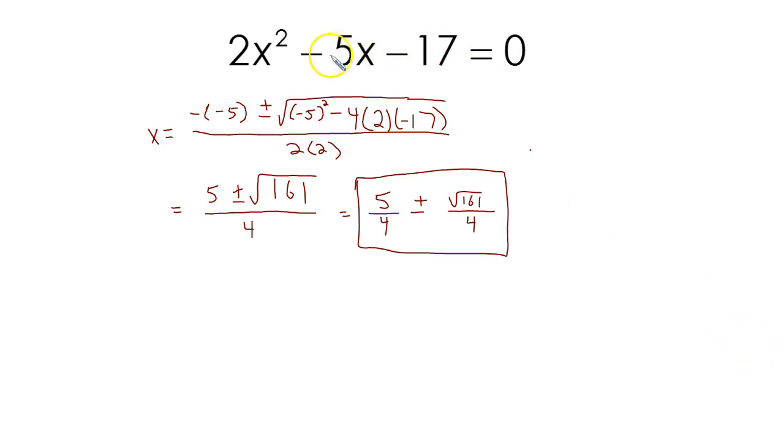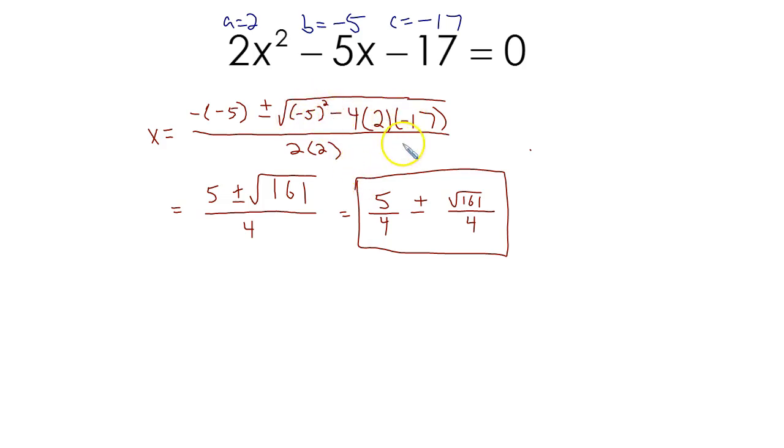Another example really quickly. This time I plugged in an a of 2, a b of negative 5, and a c of negative 17. Remember, I said when you plug something in, to use parentheses, and that is important, especially when you have a negative like negative 5 or negative 17, because in this case, negative 5 squared without the parentheses would give us the wrong discriminant.